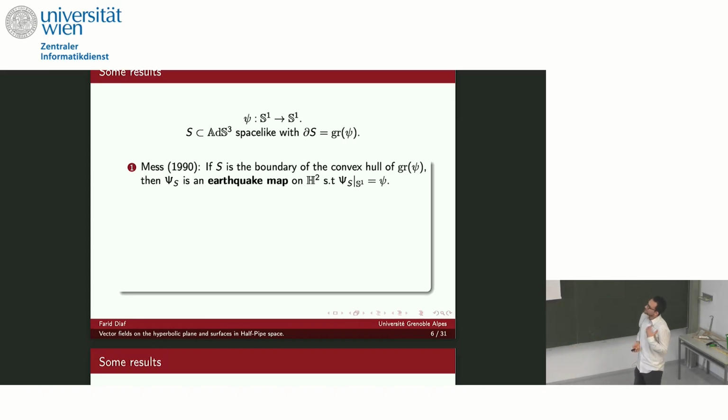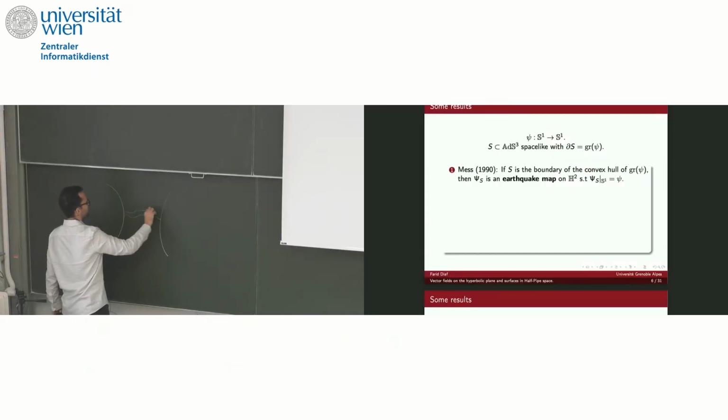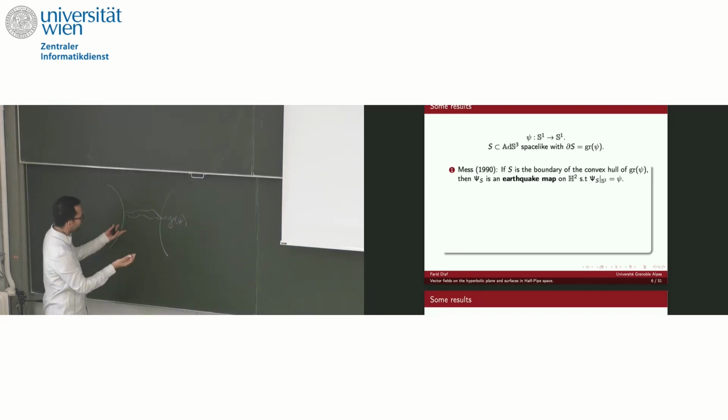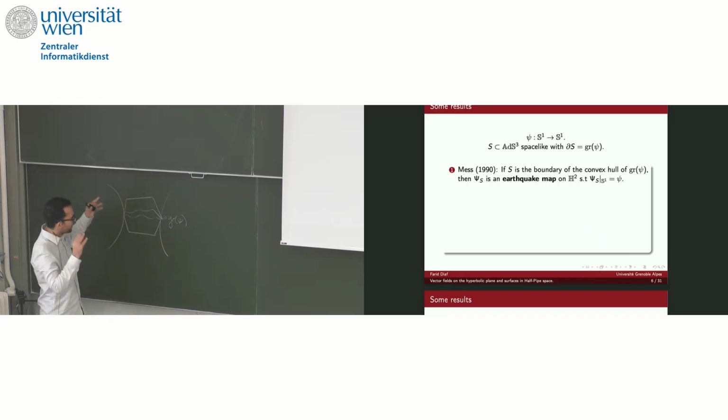So Mess observed that if S is the boundary of the convex hull of the graph of psi, okay, so I will think this is my space, anti-de Sitter space, and I have a curve at infinity, which is the graph. Actually, this is not trivial, but we can define the convex hull of this curve, the smallest convex set containing this curve. Which is quite hard to see, is that this convex hull is contained in anti-de Sitter space, even if this space is not convex. Okay, we have such a surface.